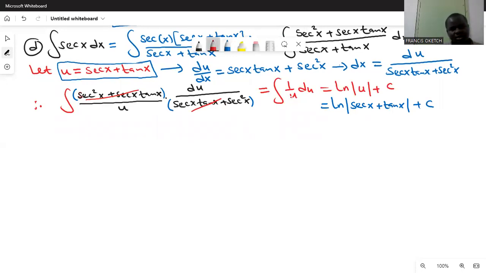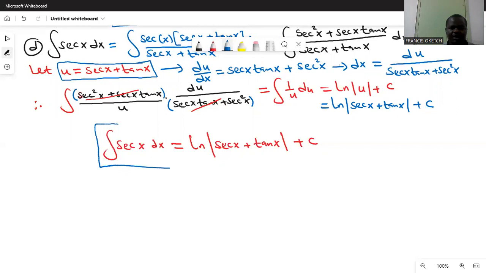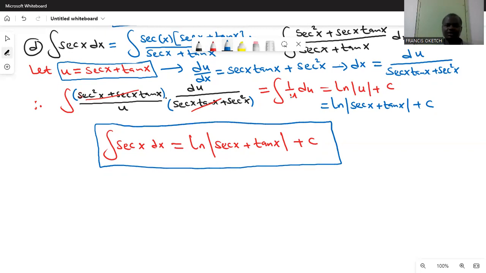So what you take note of is the integral of sec x dx should give you natural log or ln of sec x plus tan x, and then you add a constant c of integration. So this again is a formula that is available in your SMP table. Take note of that formula, very important.